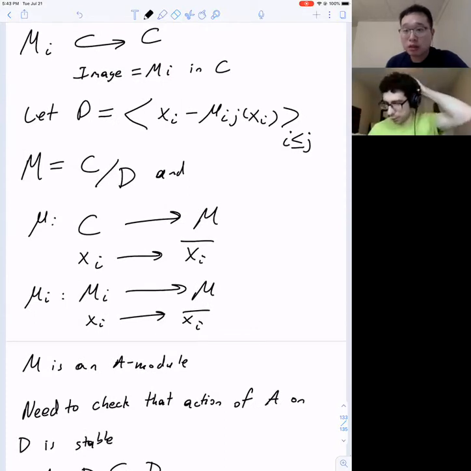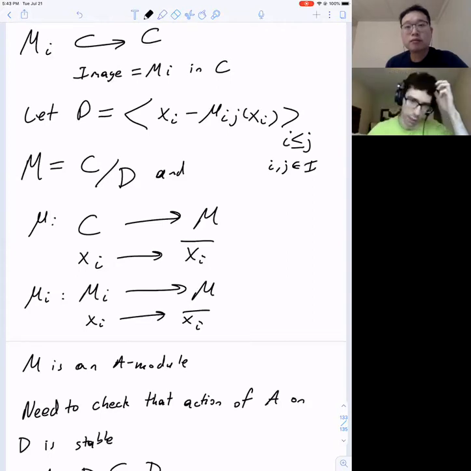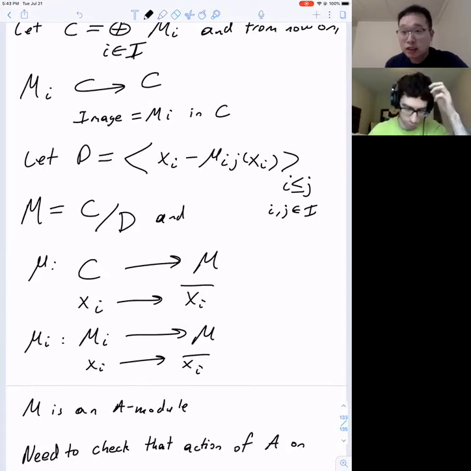Yes. So it's the module generated by all of these types of elements, xi minus mu ij of xi, whenever i is less than or equal to j, and i and j are in I. Yes. So this is already a module. D is a submodule of C.